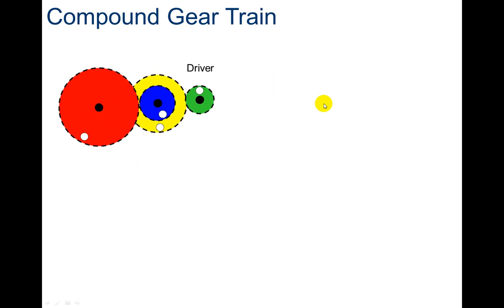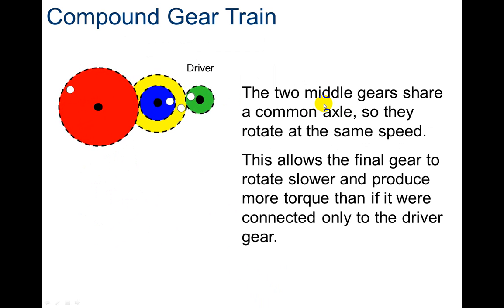Again, the faster it goes, though, my torque is going to be less. But in the middle, in this example, the 2 middle gears share a common axle, so they rotate at the same speed. This allows the final gear to rotate slower and produce more torque than if it were connected only to the driver gear. Again, notice how we're going from a large gear to a smaller one, and a large to small.